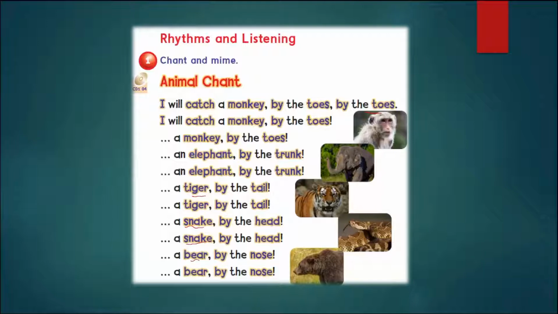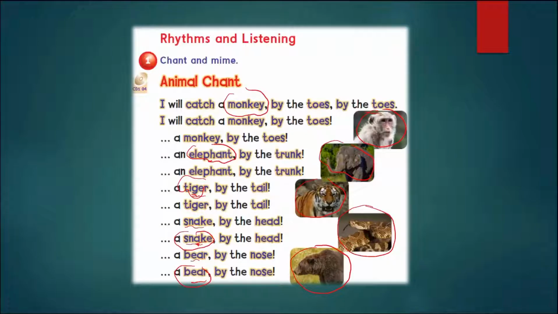So what we need to learn in this page guys, the names of the animals here. So a monkey, you know what's a monkey? This is a monkey guys. Okay, an elephant, this is an elephant. Okay, a tiger, okay, a snake, a bear, okay. So monkey, قرد, elephant, فيل, tiger, نمر, snake, ثعبان, a bear يعني الدب.